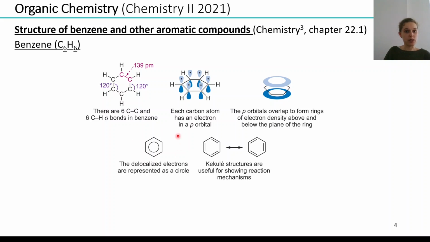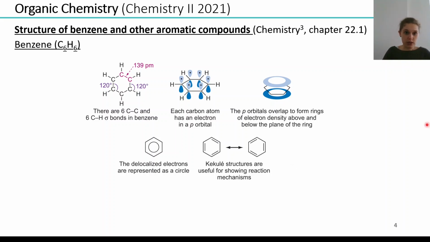So if we draw a benzene molecule like this with a ring inside, we want to demonstrate that the electrons are delocalized in the pi bond. However, if we want to show the movement of electrons, for example during a reaction, we always use the Kekulé structure for benzene, which is shown here. In the Kekulé structure, we draw benzene with alternating carbon-carbon single and carbon-carbon double bonds. Important to know is that the Kekulé structure only represents one resonance structure of benzene, and the description of benzene with alternating carbon-carbon single and double bonds is not true.